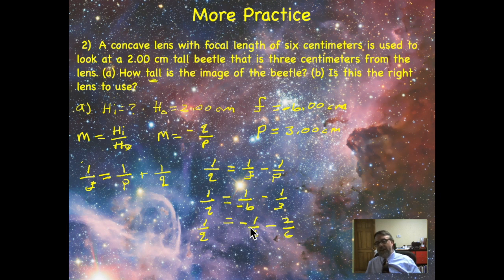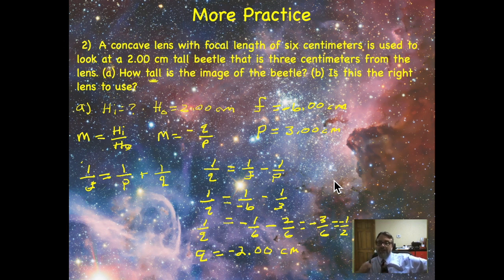Well, and this is where that negative sign is so important. I have a negative fraction minus a fraction. That means that these two negatives are going to add. So 1/6 and 2/6 is going to be equal to minus 3/6, or minus 1/2. But again, that's 1 over Q. So if 1 over Q equals minus 1/2, that means Q must be equal to minus 2 centimeters. So Q equals minus 2 centimeters.